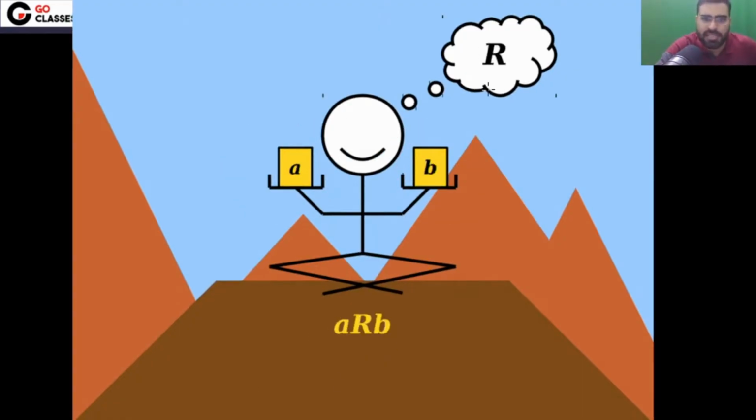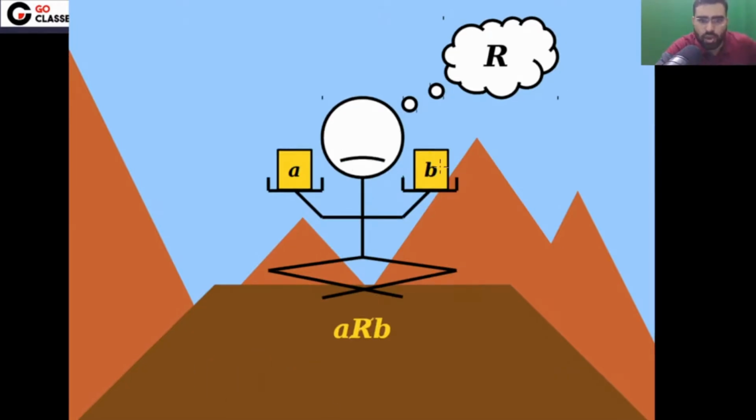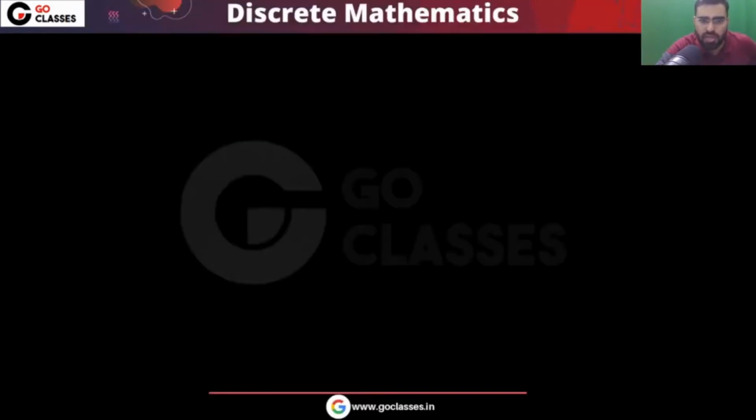Next, let's see this. If A is related to B under some relation R, then you can write A R B, or you can say that the pair A comma B belongs to R. Similarly, if A is not related to B, then either you can cross it out, or you can say that A comma B does not belong to R. So this is your relation.